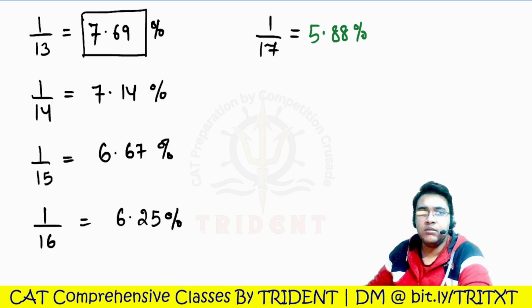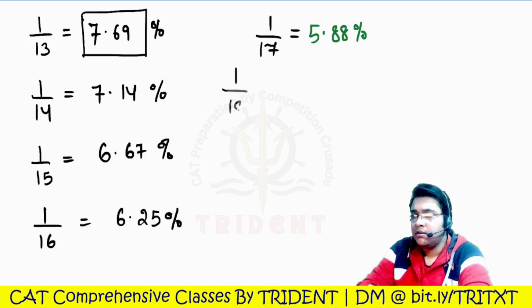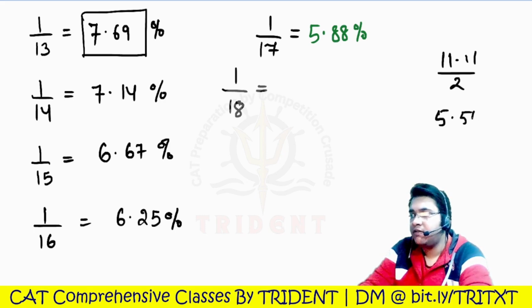Even if I forget a number, I can get that number very easily. Now I am looking at 1 upon 18. 1 by 9 is 11.11%. Okay, 11.11%. Basically half of this thing. Half of this thing is going to be 5.55, whatever.